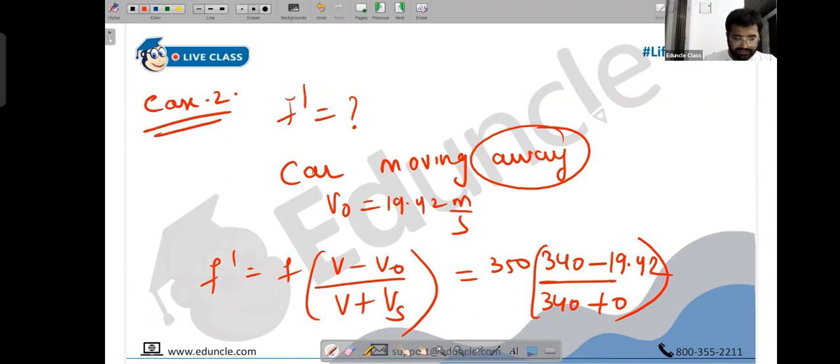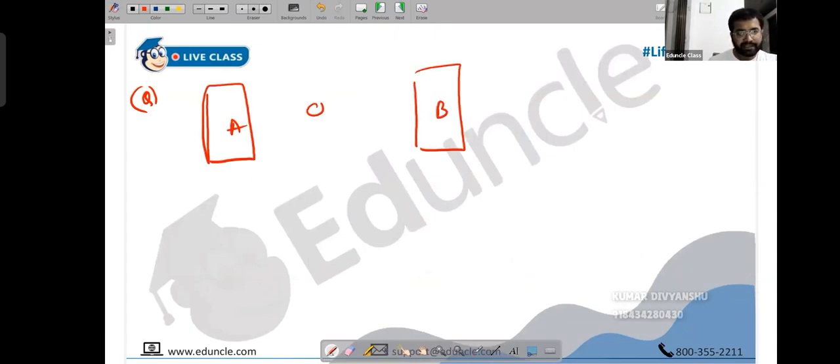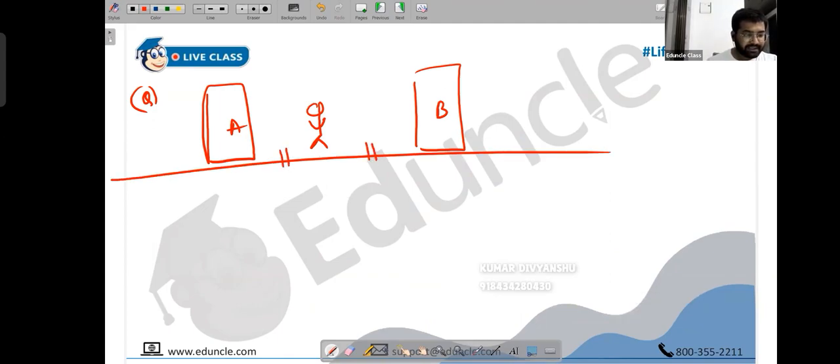Next. Let's take another question. They have given us a man who stands at the midpoint of a line joining two sources. So there is source A, there is source B, and there is a man standing at the midpoint of the two, equally divided, which produce notes of frequencies 660 hertz and 596 hertz respectively. 660 hertz here and 596 hertz here.